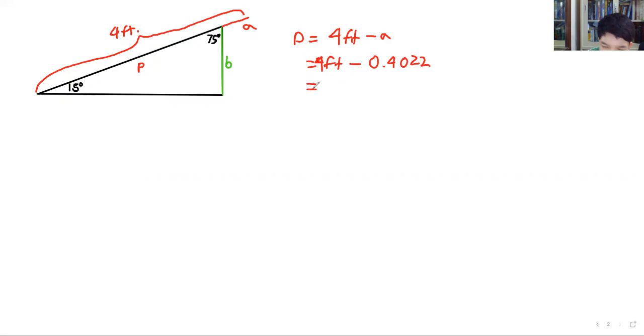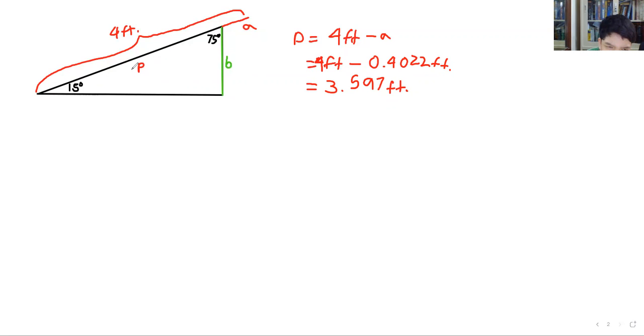You can only combine like terms, right? Okay. So p has now been evaluated: that's 3.597 feet approximately. Unit, please don't forget the unit. So now that we know p, we can find the value of b.